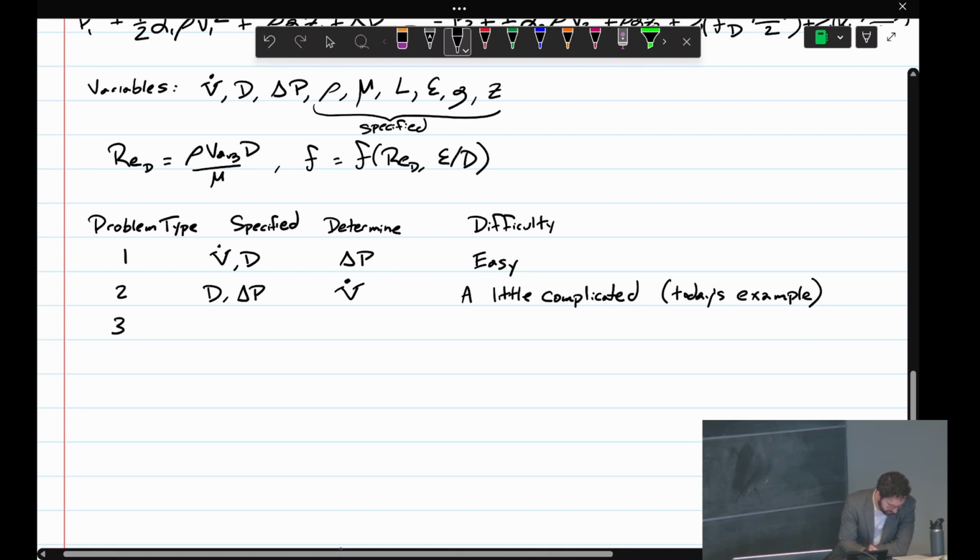The third type is the most complicated. In that case, this is like a sizing problem.